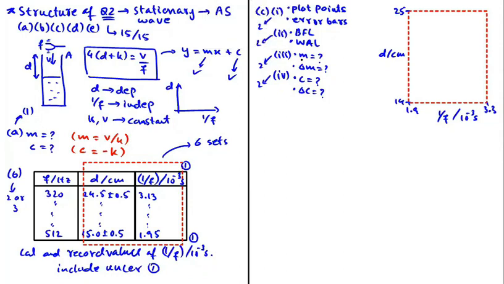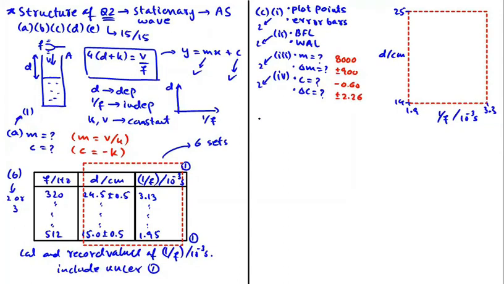Value of gradient of the graph came out to be 8,000. Uncertainty in the value of gradient of the graph came out to be plus minus 900. Value of y-intercept of the graph came out to be negative 0.60, and the value of uncertainty in the y-intercept of the graph came out to be plus minus 2.26, right? Next part is part D. It also carries 2 or 3 marks.